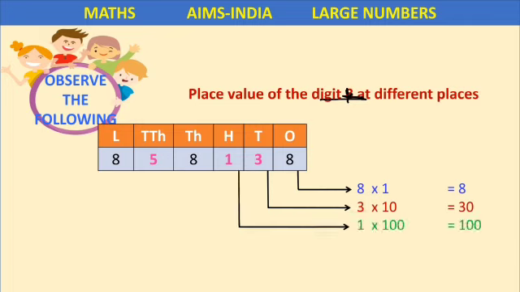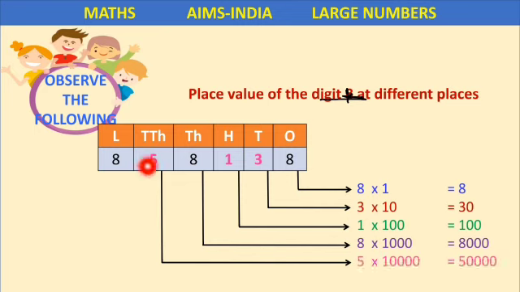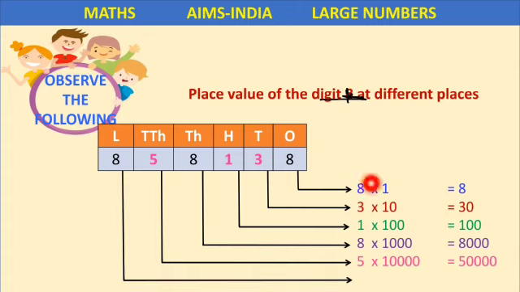Then comes 1. 1 is at hundreds place. So we multiply 1 with 100. 1 into 100 is equal to 100. Then comes 8, which is in thousands place. 8 into 1000, we are multiplying the face value of the digit 8 with the value of its place. 8 into 1000 is equal to 8000. Then comes 5, which is at what place here, children? Which is at 10,000's place. Now 5 into 10,000 gives us what? 50,000. The last digit 8, which is at lakhs place.